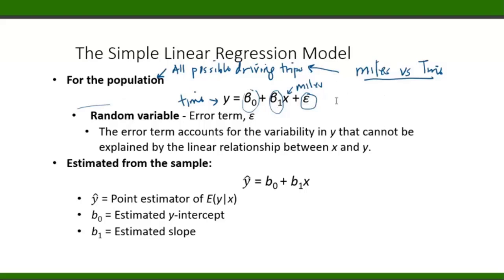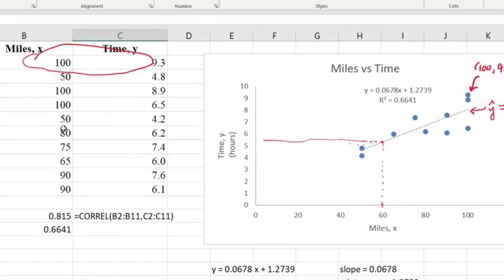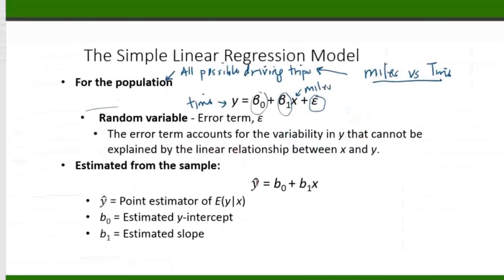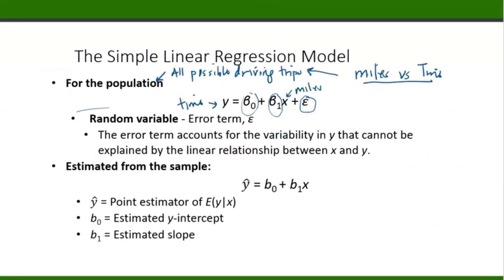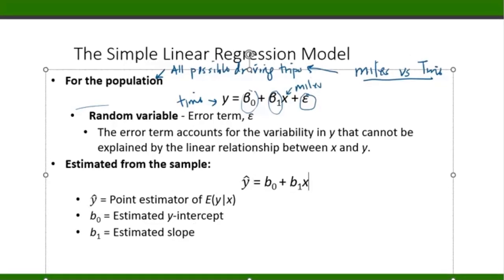This is a kind of ideal model, but we're never able to get these numbers because we don't have all the possible driving trips. We don't have the entire data set. So we just take what we know. We just have these 10 driving trips. Based on the 10 driving trips, we are building this model. The model that we built from the sample of 10 driving trips is over here. So y hat is this one, where b0 is 1.2739 and b1 is 0.0678.